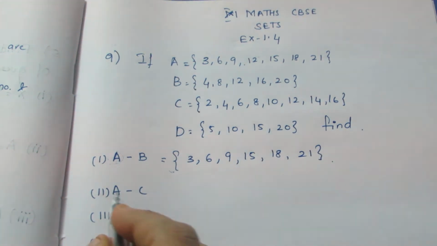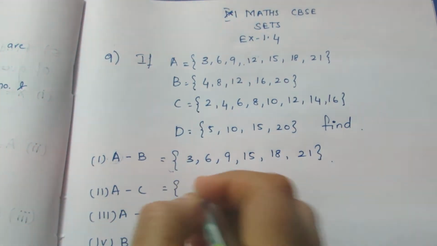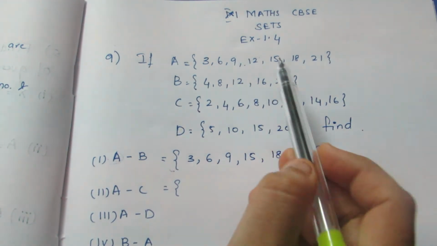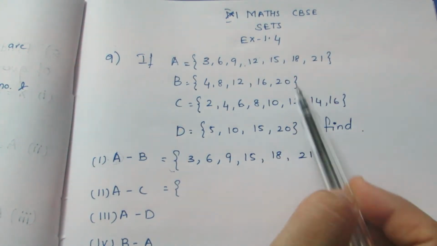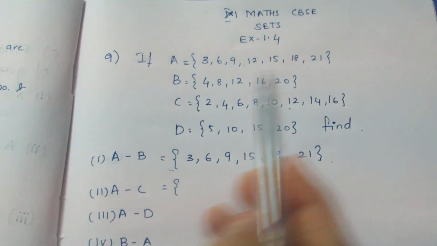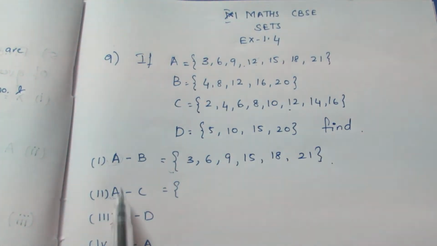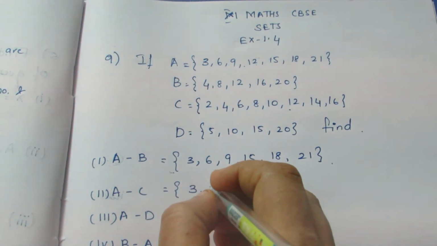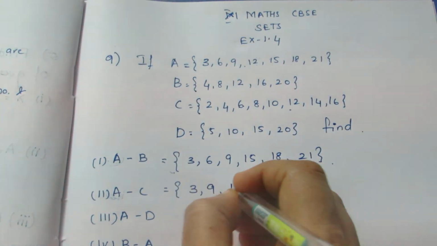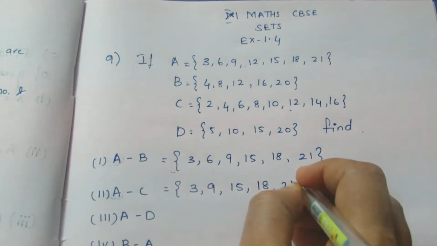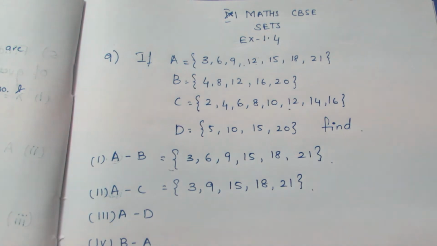Similarly in A difference C, remove the common elements. Common elements are 6 and 12. That's all, 6 and 12, write the rest of the elements in the first one, that is A. 3, 9, 15, 18, 21. So that's all with the second one. We'll move on to the third one.